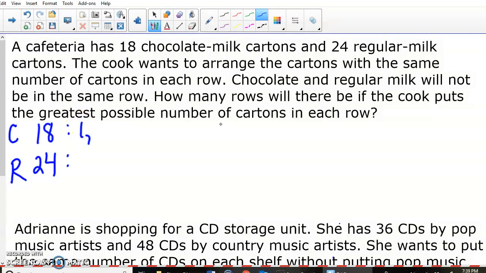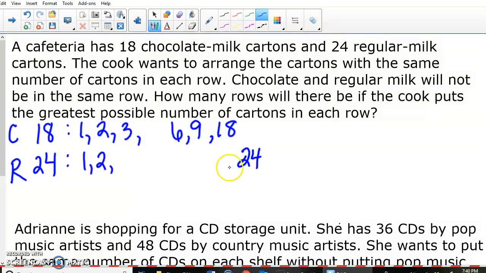So for 18, I'm going to list out my factors. I've got 1 and 18, 2 and 9, and 3 and 6. And I believe that's all of them. So for 24, I've got 1 and 24, 2 and 12, 3 and 8, and 4 and 6. And I believe that's all of them.